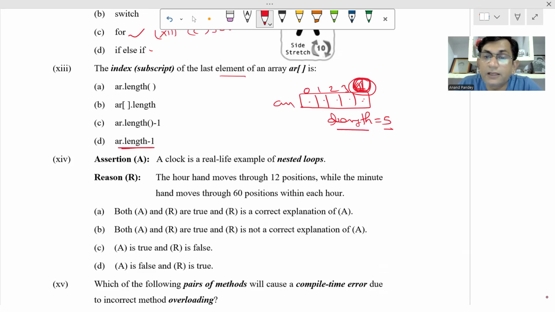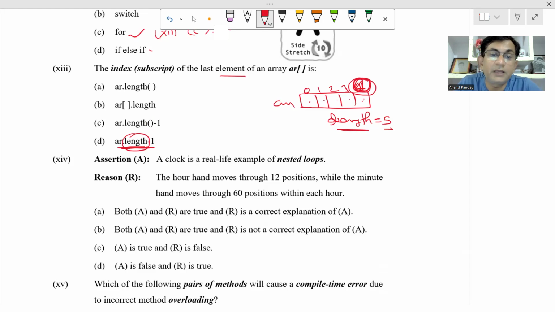Here, in case of array, length is a variable, not a function. If you write it with brackets, this is wrong because that indicates a function. That function form is used in case of strings. Here we use the variable. There is no bracket, because the bracket symbol indicates it's a function. So this is not the correct answer. If you do not read carefully, you may tick on this. So be careful. In case of array, we use the variable.